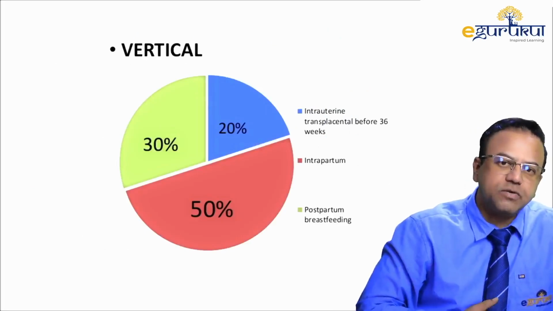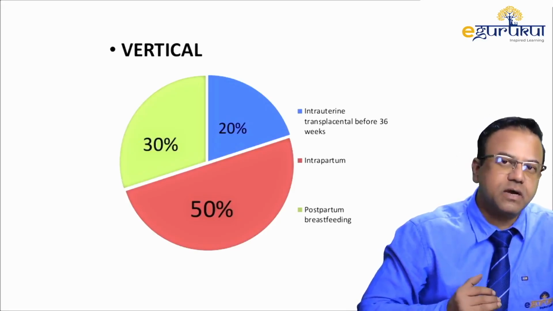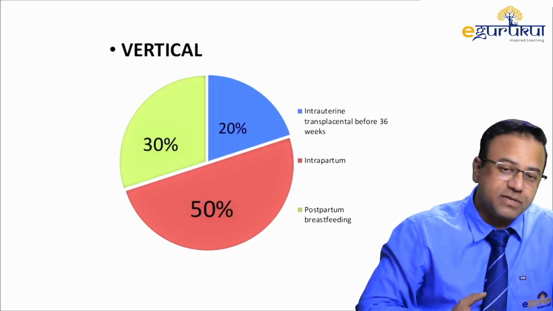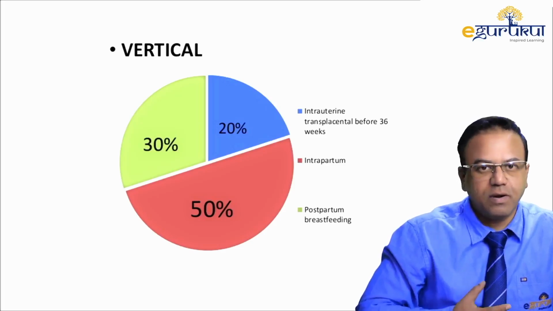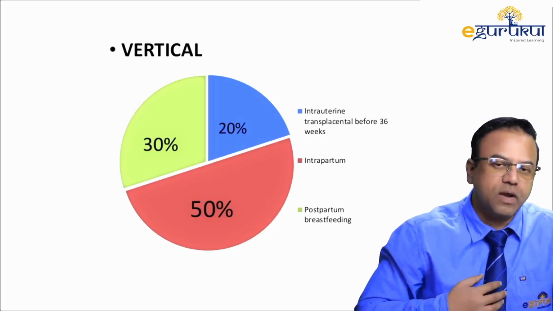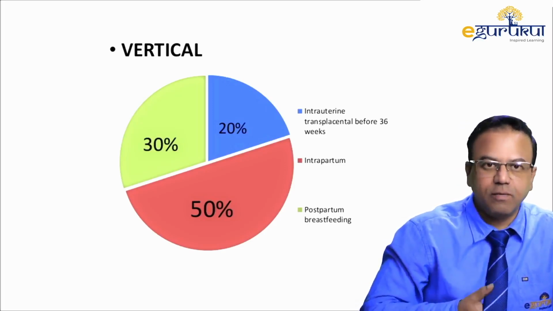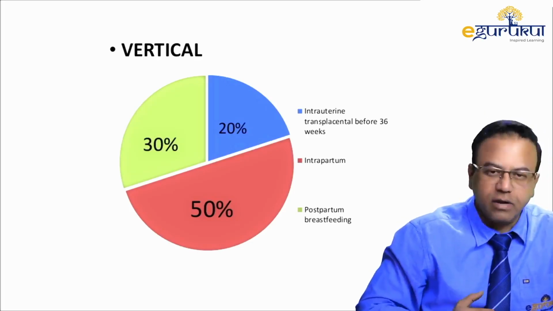In vertical transmission, as you can see, it's around labor, that is intrapartum, that the maximum transmission risk occurs from the mother to the baby. So for this, we are now trying to reduce the risk significantly by starting highly active antiretroviral therapy. We are trying to use cesarean section. We are trying to reduce the exposed blood from the mother to the baby. So we are trying many things that are significantly reducing the risk of vertical transmission.